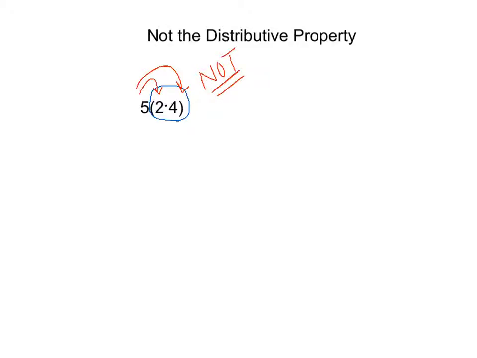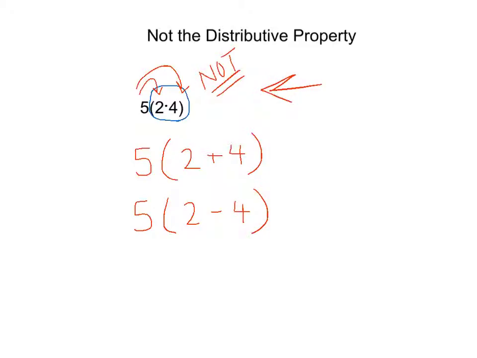So again, remember, the distributive property would only work if the quantity that's in parentheses is a sum or a difference. So this would have to say 5 times the quantity 2 plus 4, or would have to say 5 times the quantity 2 minus 4. Both of these would be the distributive property, but this is not considered the distributive property.